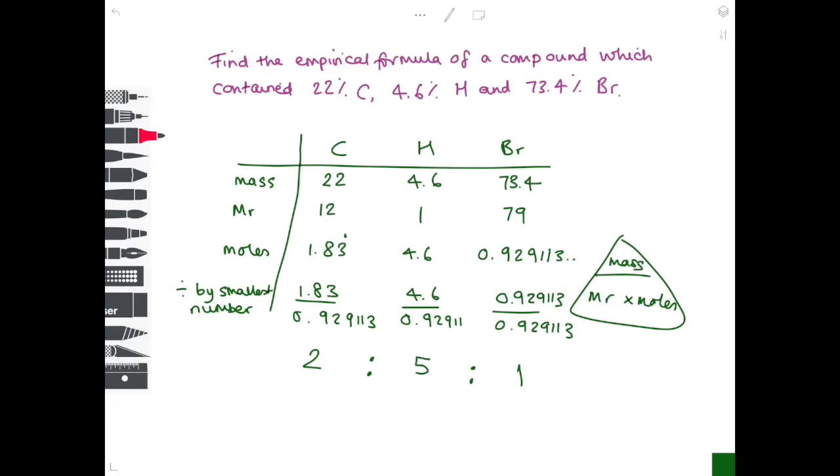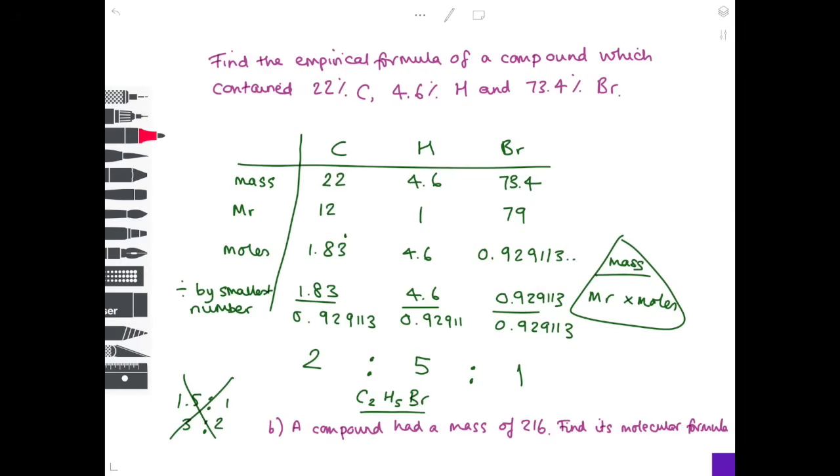If one of the numbers had come out at 1.5, for example, so for example 1.5 versus 1, what you'd have to do in that case is double both, so you have a ratio which is 3 to 2. But I don't want to talk about that now because I want to finish this question. So don't forget to actually provide your empirical formula, which is C2H5Br. And that is your final answer.